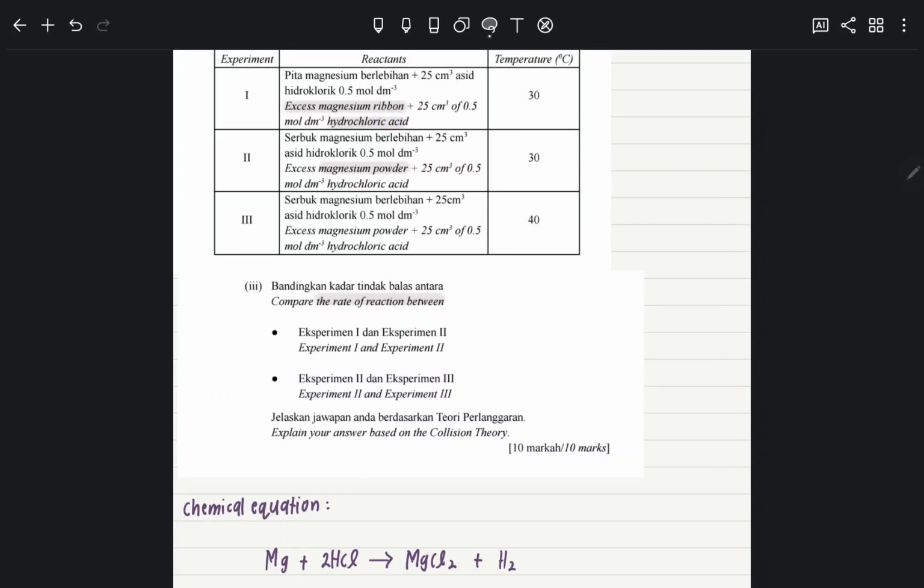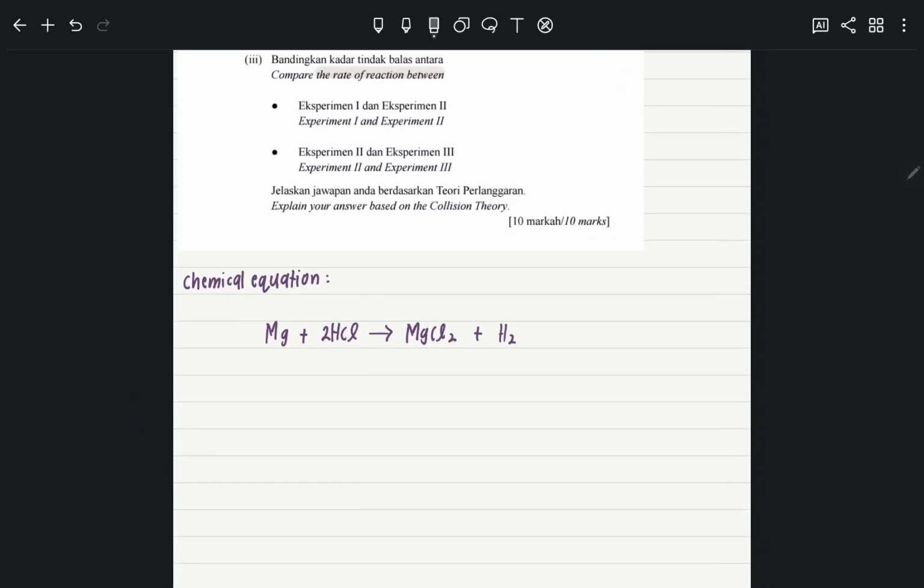Is it excess magnesium ribbon or also magnesium powder? Which one is smaller? Magnesium powder, like if you have a beaker, right? If you put it in the beaker, which one is very simple to dissolve? So magnesium powder is very simple to dissolve. Agree, right? Okay, same question, no need.